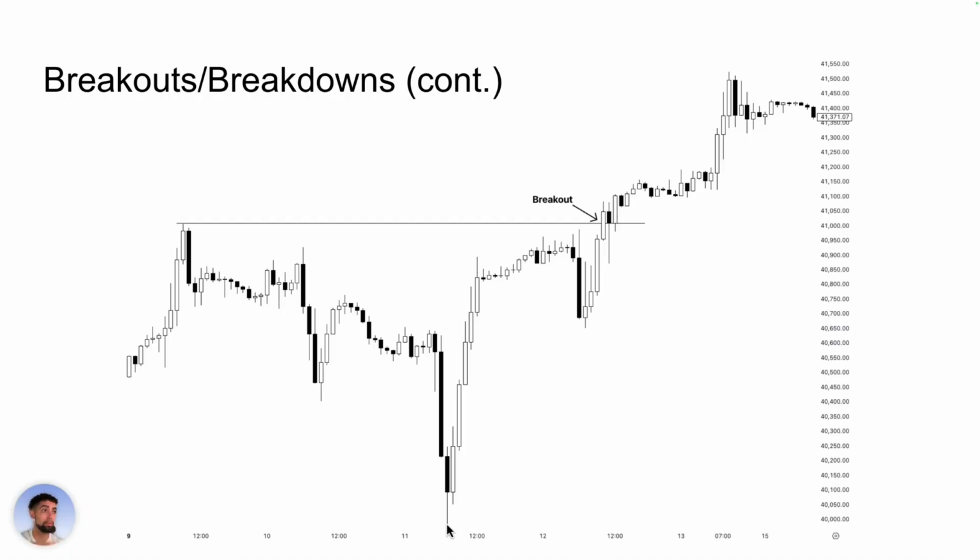Obviously, price is making higher highs because this is a higher high than this high, and a higher low because this low is higher than this low. So that is bullish price action. Continuing to just keep going higher and higher and higher.